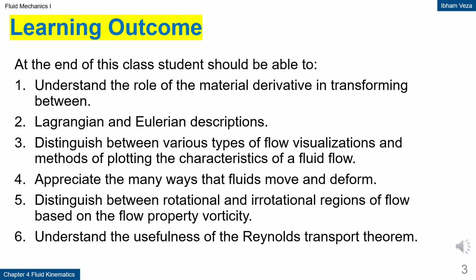Learning outcome. The learning outcomes emphasize the ability to understand two main ways of describing flow, namely Lagrangian and Eulerian approaches. Students are also expected to distinguish various flow visualization methods, such as streamlines, pathlines, and streaklines. The concept of fluid deformation and the difference between rotational and irrotational flows are key topics. Vorticity is introduced as a measure of local fluid rotation. The Reynolds Transport Theorem is presented as a tool linking system and control volume analyses.